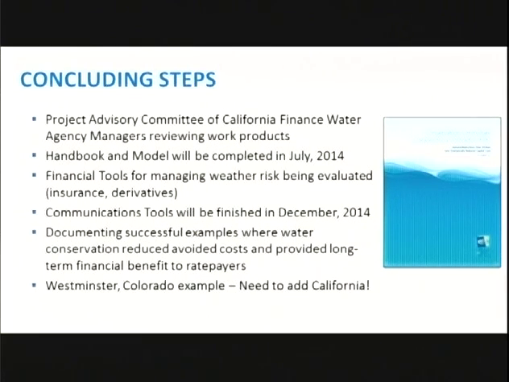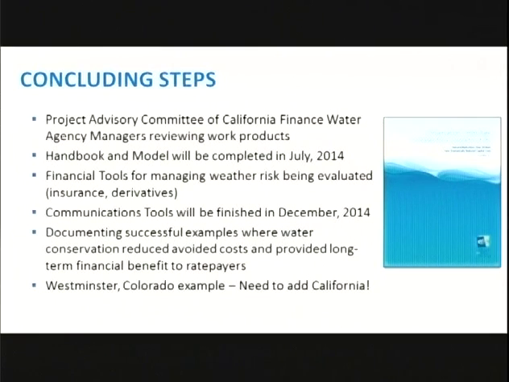But we also want to document successful examples where conservation and the implementation of water efficiency programs has actually kept rates down. And one of the other publications you have in front of you is a publication we did in conjunction with Westminster, Colorado, because they've been doing conservation programs for about 30 years, and they kept very good records on what their avoided costs would have been, and they were able to compute what their rates would have been without that conservation program. And there's an enormous difference. I mean, the rates would have been 80 to 90% higher. And so this is a document that explains that.